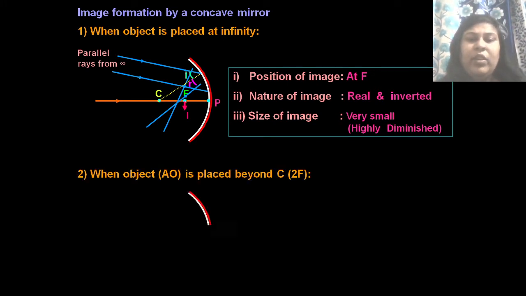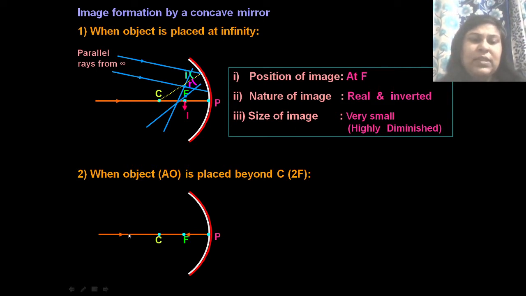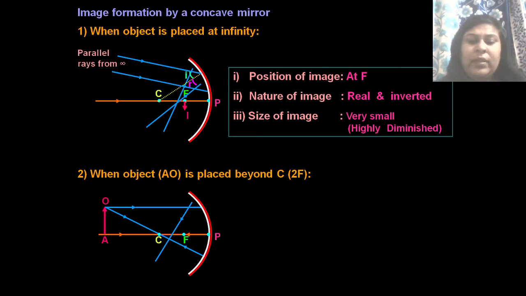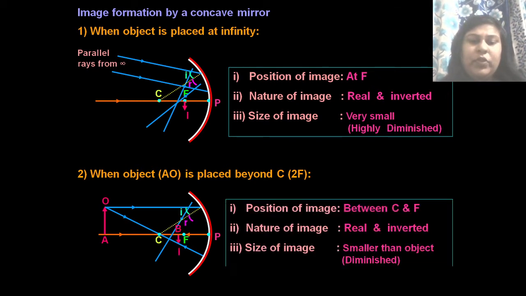Second, when the object AO is placed beyond C and F, beyond C means it is on the backside of C. You can see OA is an object which is placed beyond C. Then we take the first ray that goes parallel to the principal axis, and it goes through the focus F. And if the ray is passing through the center of curvature, then it reflects back in the center of curvature direction. Now you can see the position of the image is between C and F, and the nature of the image is real and inverted, and the size of the image is smaller than the object.